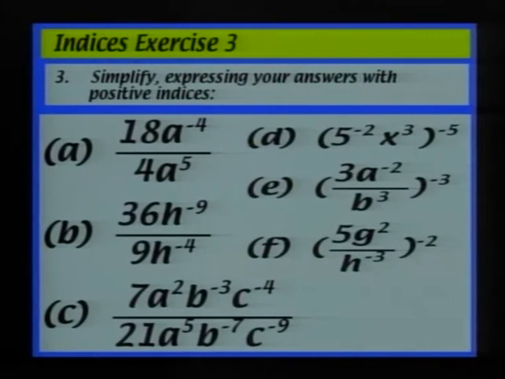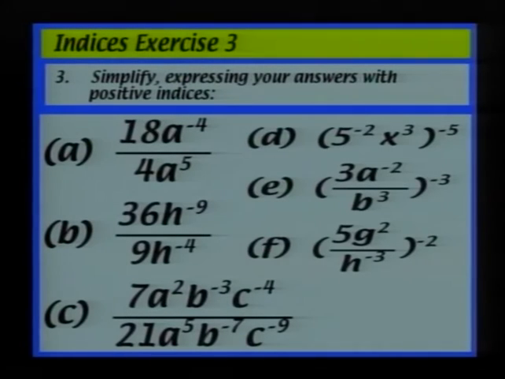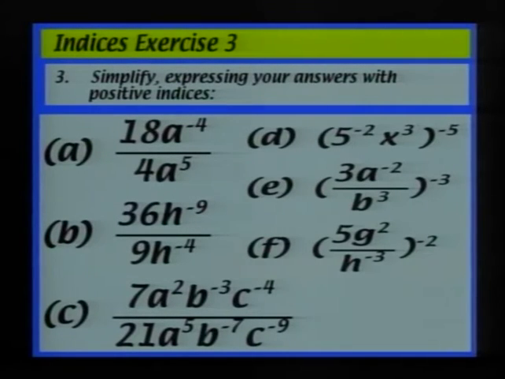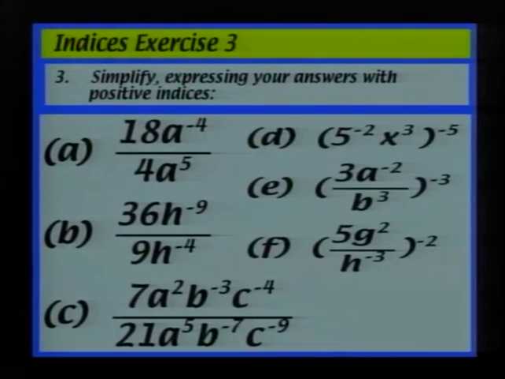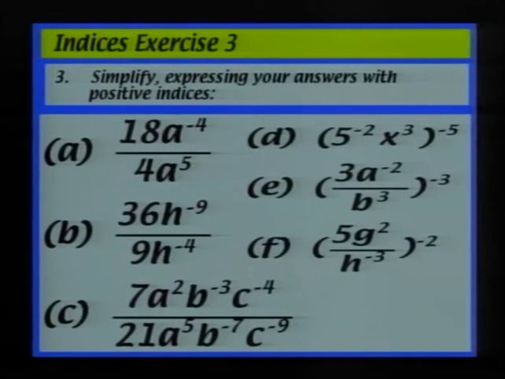Okay, letter E. The answer is a to the power of 6, b to the power of 9 over 27. Yes? Can I say it again? Yes. a to the power of 6, b to the power of 9 over 27. Who said no? Do you want me to do it on the board?